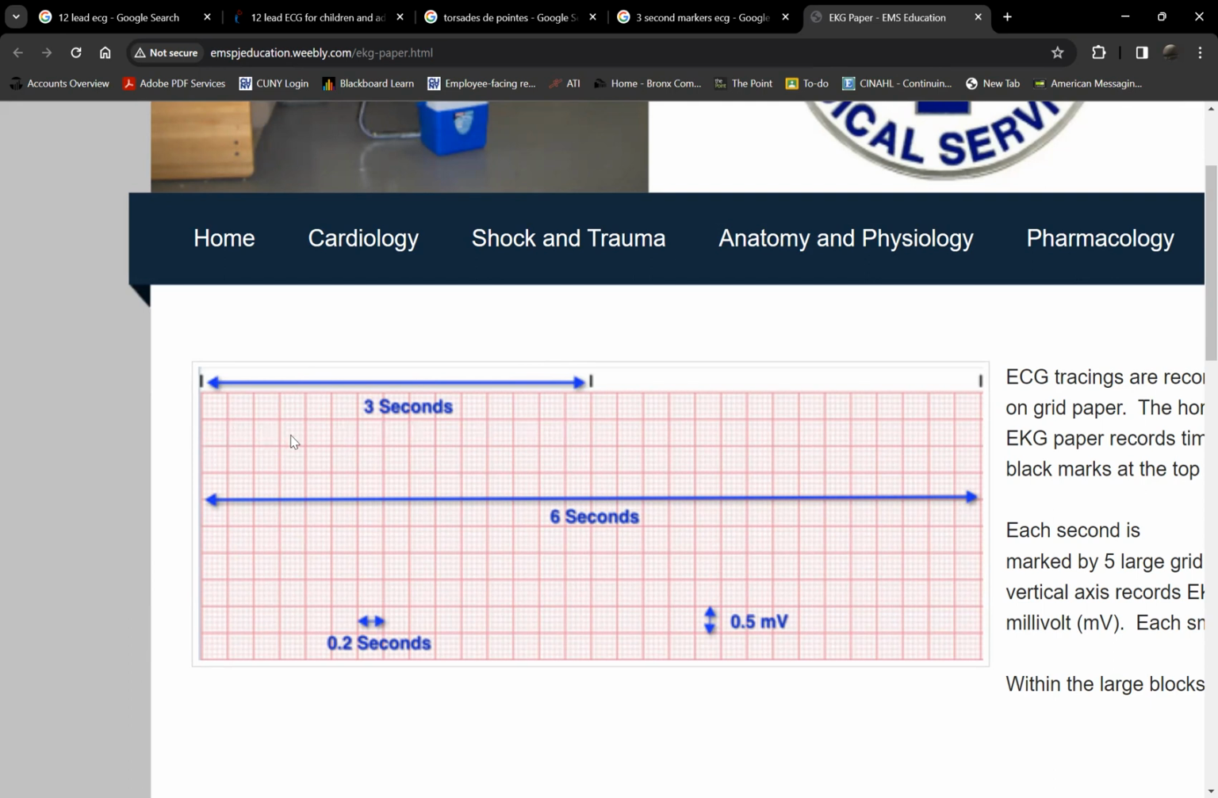1, 2, 3, 4, 5. It is 3 seconds, yeah? You agree? Right on. Okay, so that's a 3-second marker. So if there's no marker, can you make your own? Yes, you just count 15 big boxes. That's 3 seconds. Okay. All right.